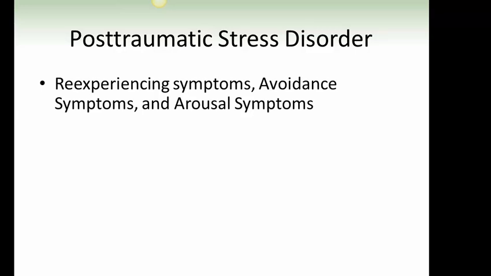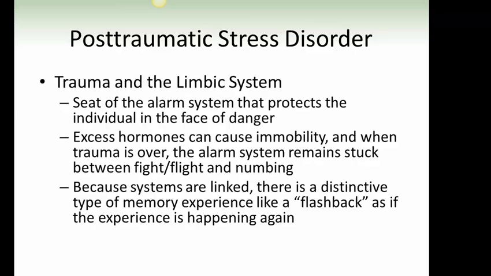Symptoms include re-experiencing symptoms, avoidance symptoms, and arousal symptoms. Trauma and the limbic system, the seat of the alarm system that protects the individual in the face of danger. Excess hormones can cause immobility, and when the trauma is over, the alarm system remains stuck between fight, flight, and numbing. Because the systems are linked, there is a distinctive type of memory experienced, like a flashback, as if the experience is happening again.